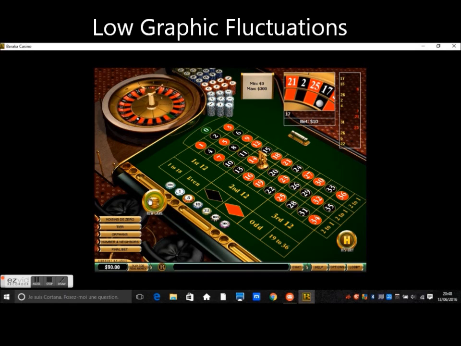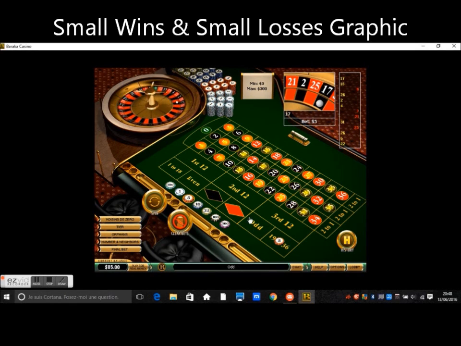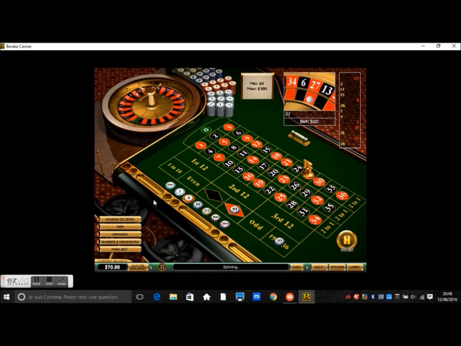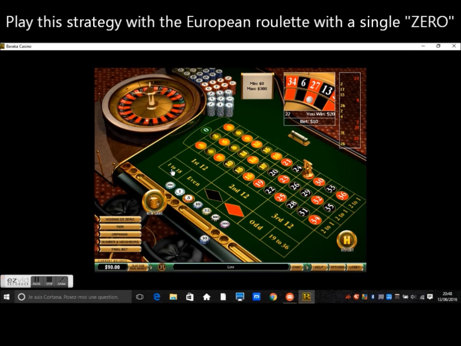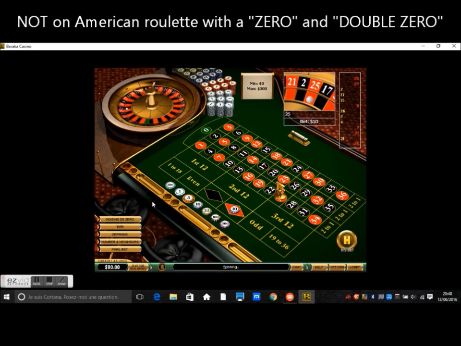Going on small wins, small losses, small wins, small losses, small wins and so on for a long time scale, as this is a low risk betting strategy for a long time. Remember to play this betting strategy only on European roulette, which has a single zero, and not on an American roulette, which has a zero and a double zero.